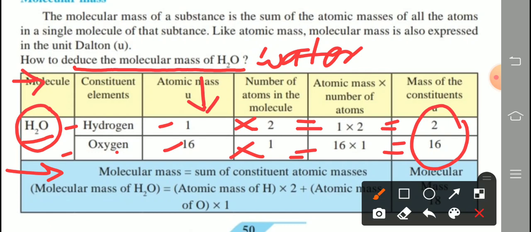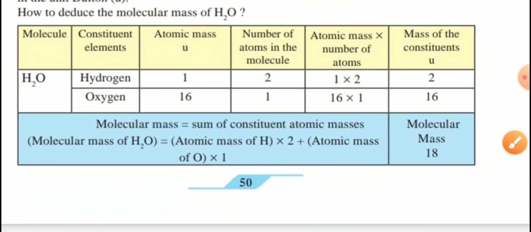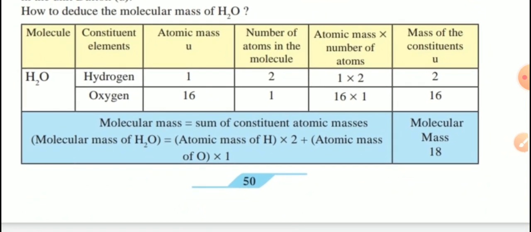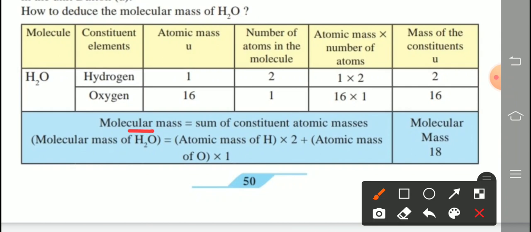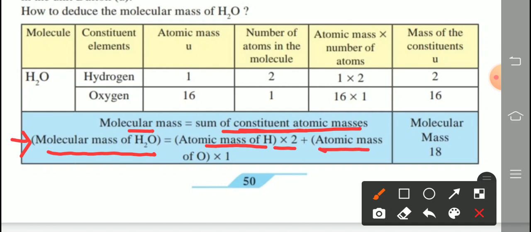But instead of this, we write the answer that is given in the blue box. Now check that. Molecular mass means nothing but the sum of constituent atomic masses. So our answer starts from here. Molecular mass of any substance, here given is water, H2O. Molecular mass of H2O is equal to atomic mass of hydrogen multiplied by 2, since there are 2 hydrogen atoms, plus atomic mass of oxygen. There is only one oxygen atom, so no need to multiply by 1. Clear? Only write the atomic mass of oxygen.